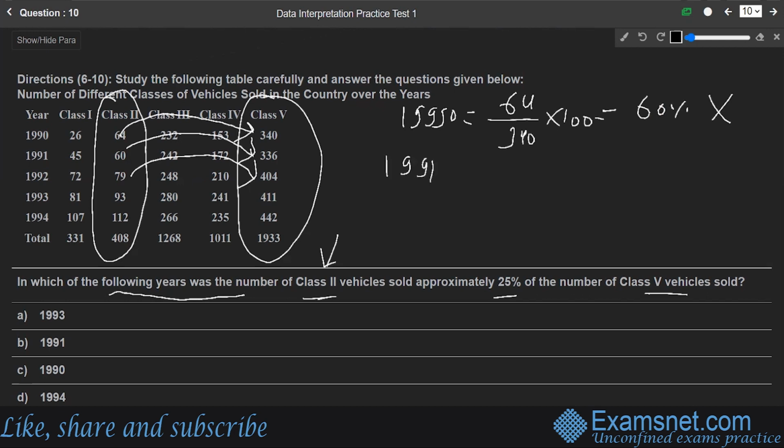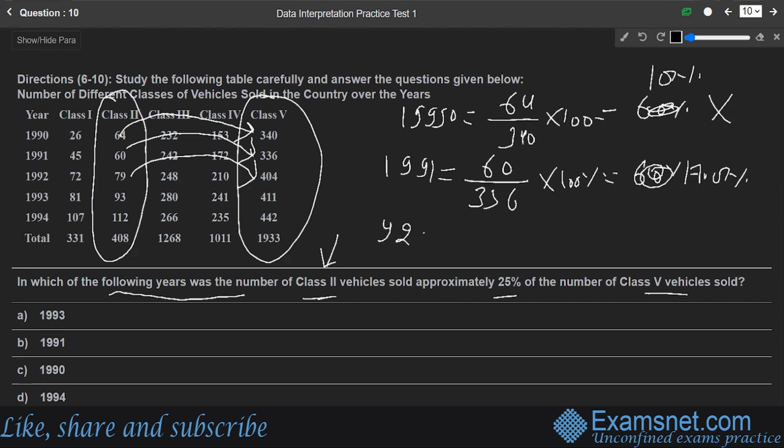Okay, for the year 1991, we are supposed to find out 60 is what percent of 336 into 100%. If we calculate this further, it is coming out to be 17.8%. For the first one, it was coming out to be 18%. Okay, now in the same way, for the year 1992, 79 is what percent of 404? We have to find out 79 is what percent of 404. So we can do it like this. And if we solve this further, this is coming out to exactly 19.5%.